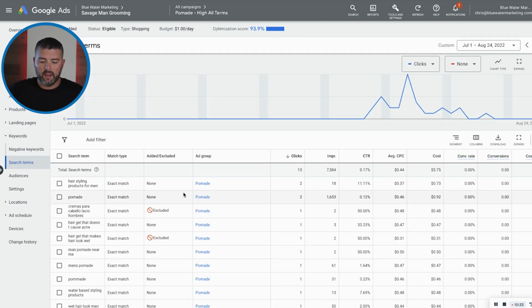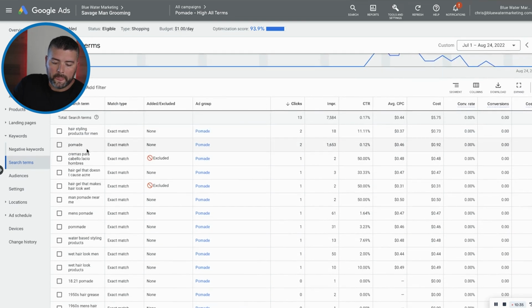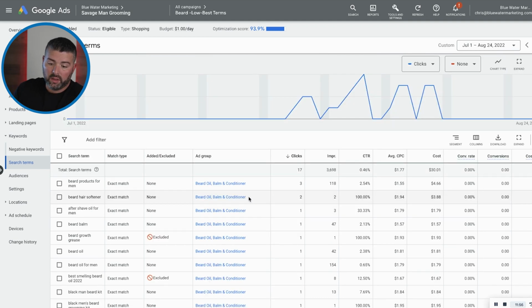So if we switch over from low best terms, we can go over to high terms. And again, we are now excluding the keywords that we're appearing for in the low term ad group and showing them only for the high terms. What you will see is that our average cost per click in the high terms is much lower than on our low terms. So we have 47 cent, 31 cent, 50 cent, 47 cent. We go back to this other one, the beard low best terms.